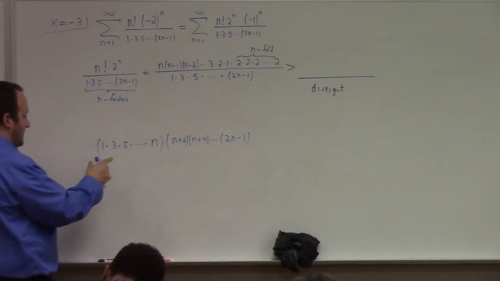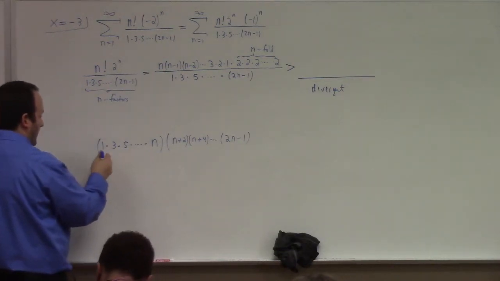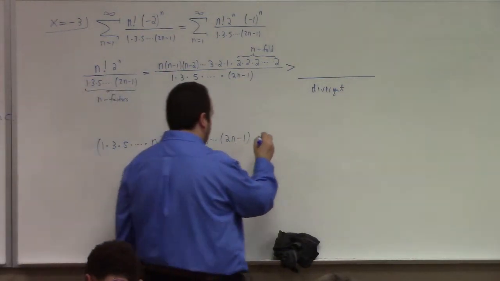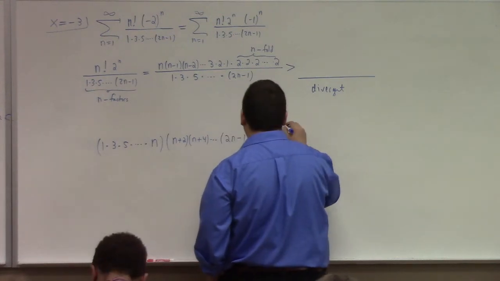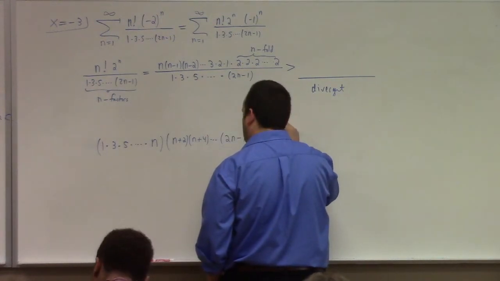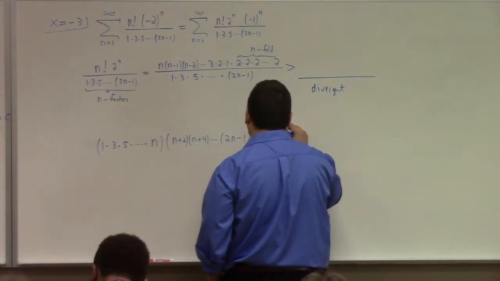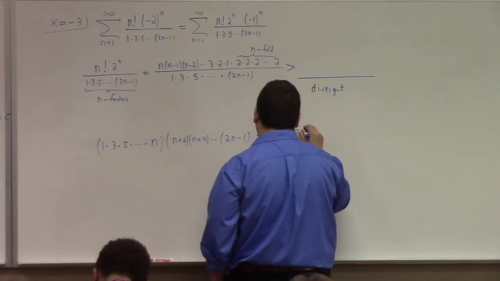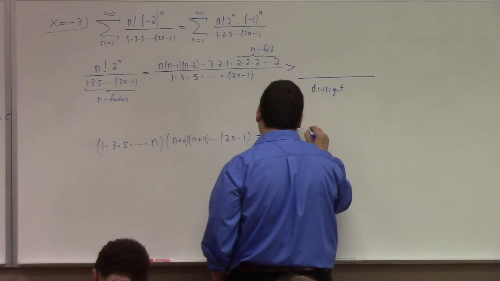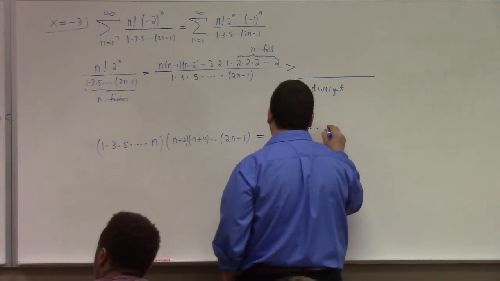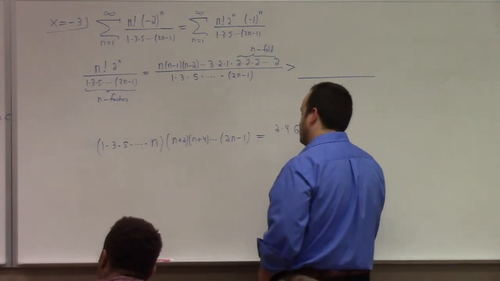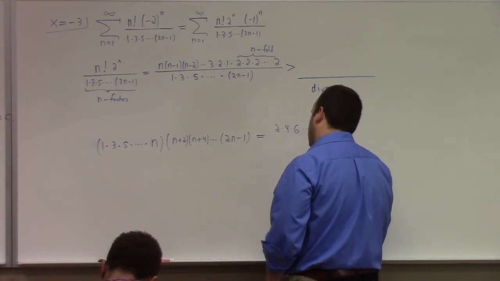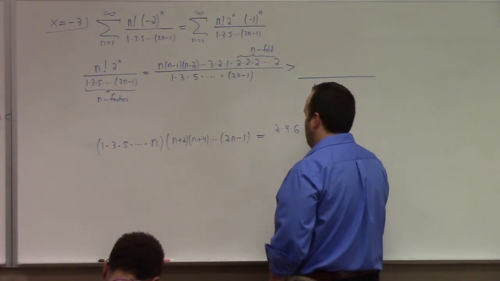But then this, if we do 2 times 4 times 6 times ... I guess n minus 1, huh?